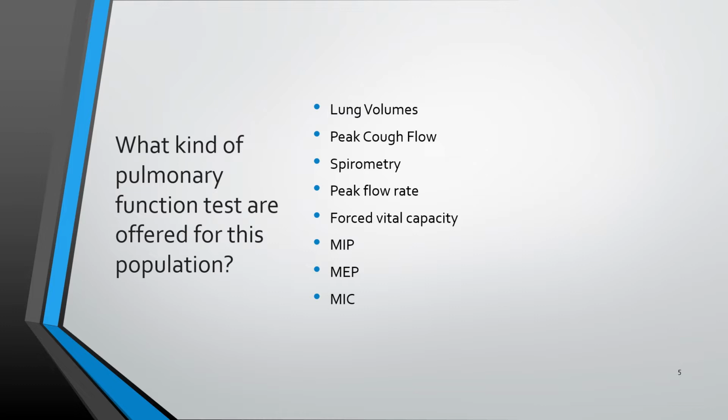Some other tests that we do are to determine respiratory muscle strength. We will do what is known as a maximal inspiratory pressure, MIP. We'll do a maximum expiratory pressure, MEP, and we will also do a maximum inspiratory capacity. All of these tests determine the strength of the lungs and the strength of the abdomen, and these are really important, especially with this group of patients.